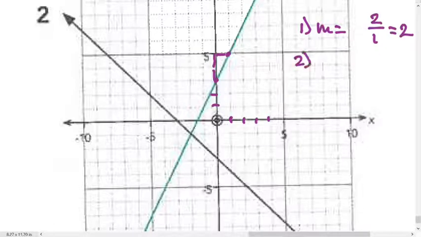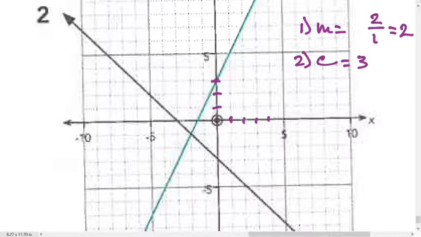And 2 over 1 is simply 2. Now, I need to find my c. C is simply the y value where the line crosses the y-axis. So if you look where that green line crosses the y-axis, it's crossing right there, right? Which is up how many units? 3. So c is 3. Don't make it harder than it is.